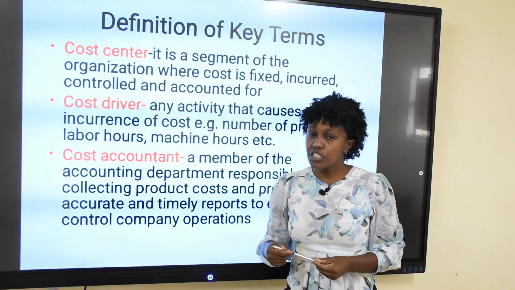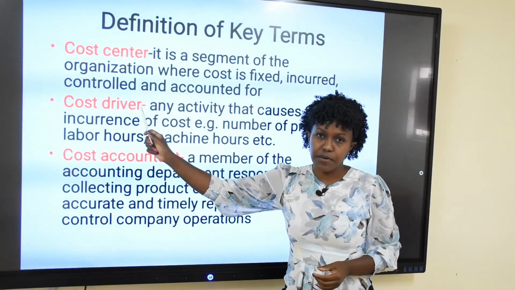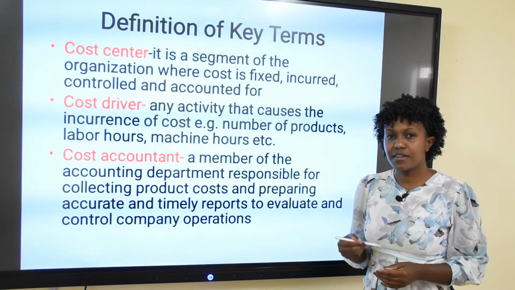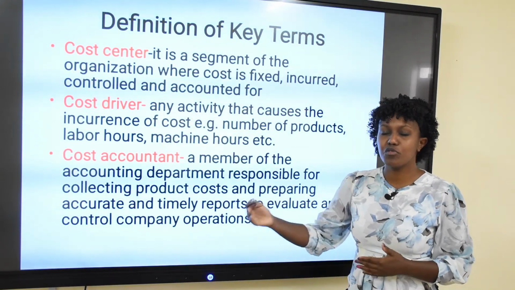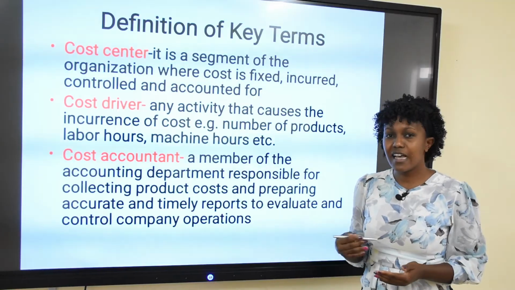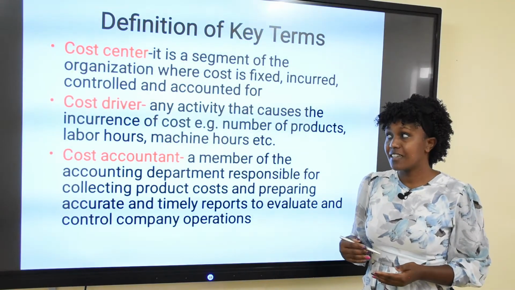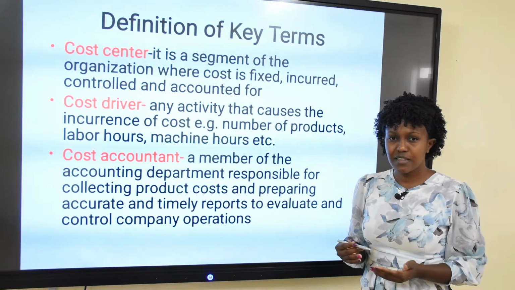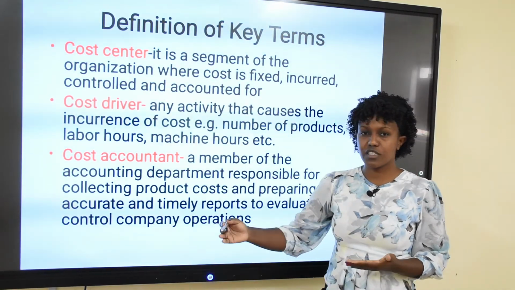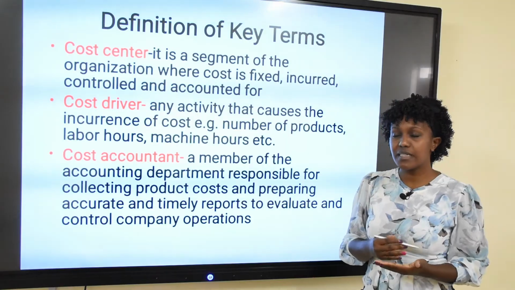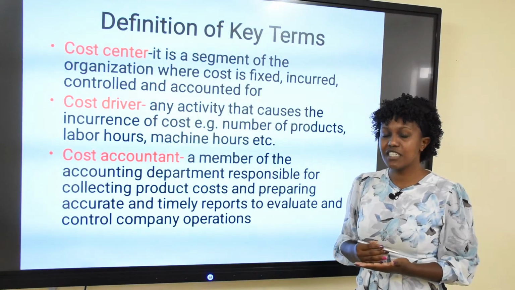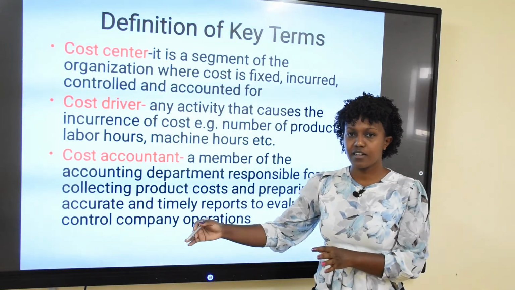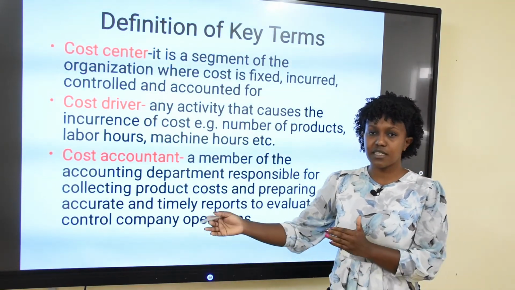The next terminology is what we call a cost driver. Now, what is a driver? A driver is something that causes something to move. It is that mindset that we define a cost driver as any activity that results in the incurrence of cost. In fact, we would simply say that it is any activity that causes the cost to move from one point to another, mostly to increase.